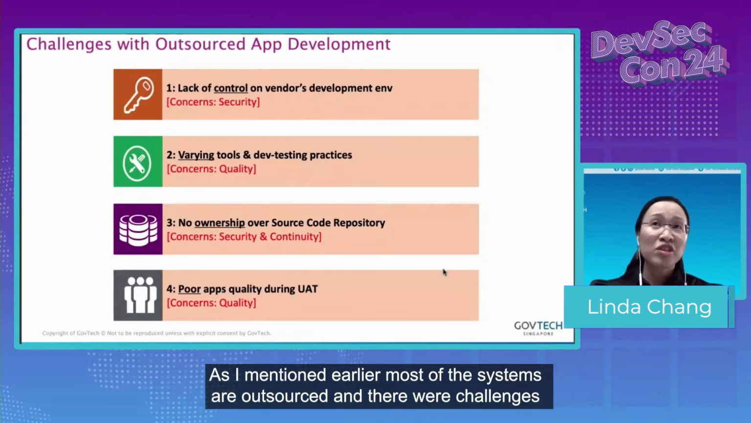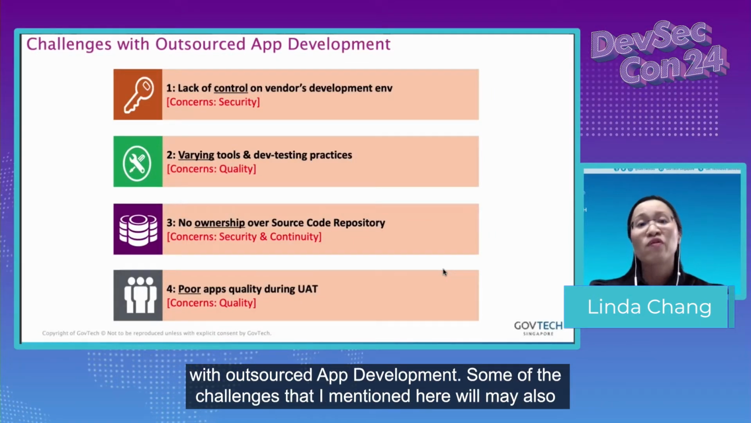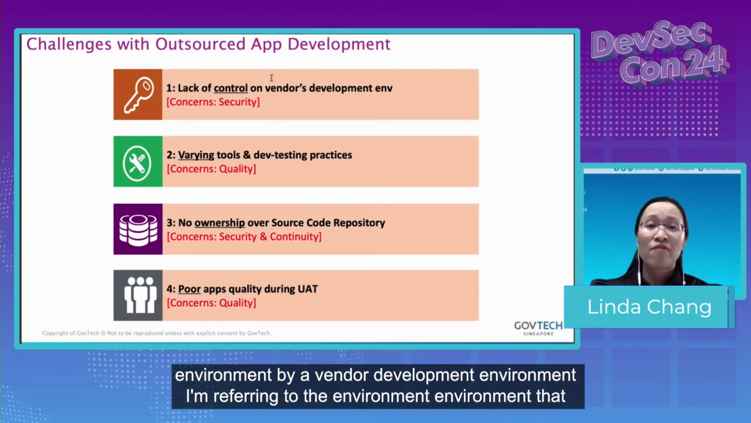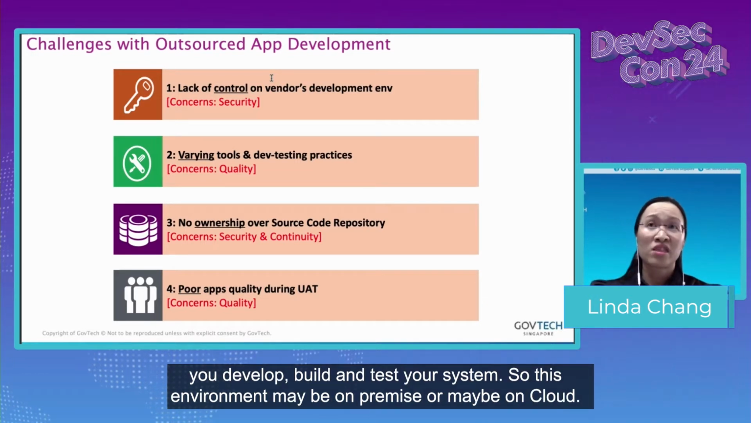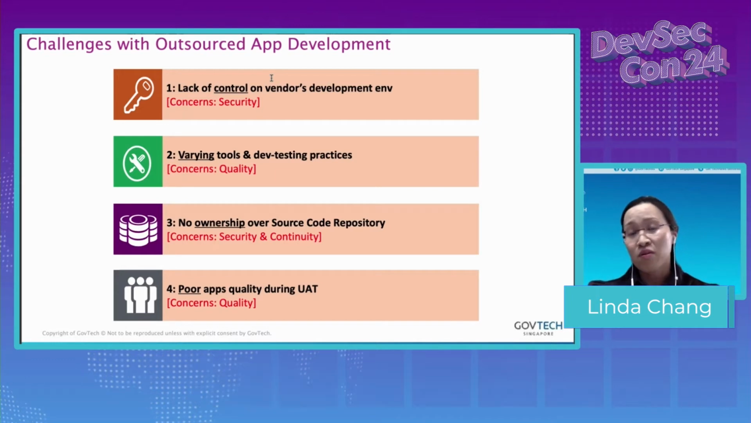As I mentioned earlier, most of the systems are outsourced, and there were challenges with outsourced app development. Some of the challenges that I mention here may also apply to in-house app development. So firstly, we see potential lack of control on vendors' development environment. By vendor development environment, I'm referring to the environment where you develop, build, and test your system. This environment may be on-premise or on cloud.